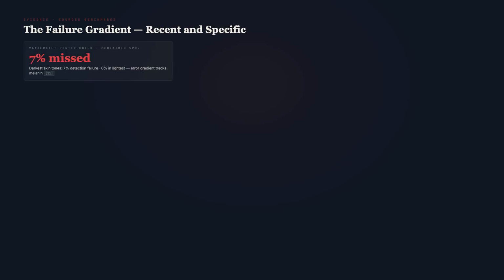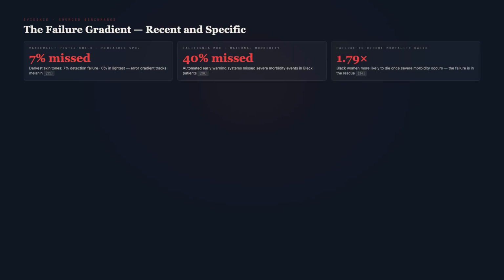The evidence is recent and specific. The Vanderbilt POST-child study found that standard pulse oximetry devices failed to detect low oxygen in 7% of pediatric patients with the darkest skin tones and 0% of those with the lightest. The error gradient tracks directly with melanin concentration.